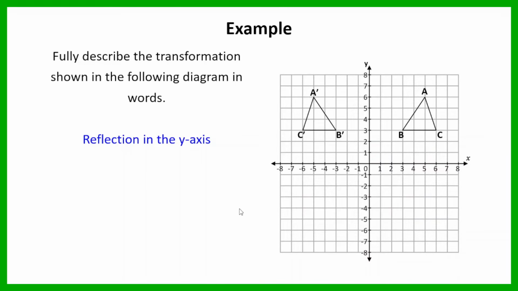So when you are asked to describe a transformation, you need to first identify what type of transformation it is. Is it a translation? Is it a reflection? Is it a rotation? Or is it an enlargement or reduction? Once you've identified the type of transformation, you then need to go and figure out what more specifically it is in that type of transformation. So if it's a reflection, is the reflection about the y-axis or the x-axis?